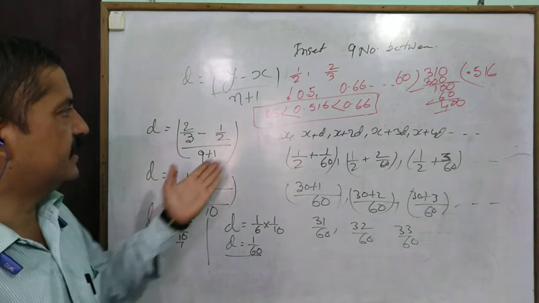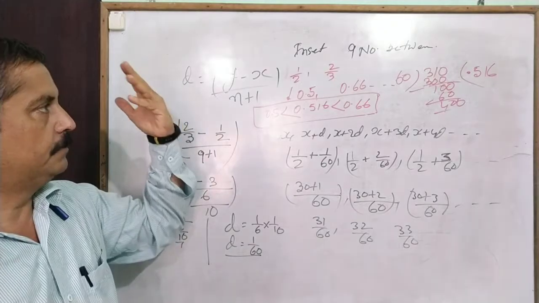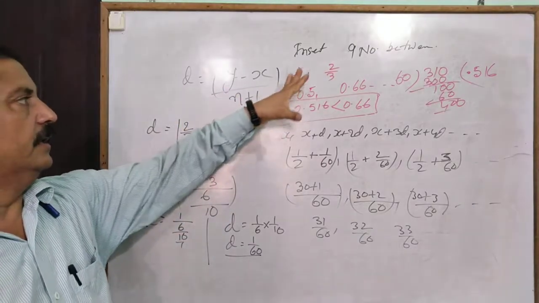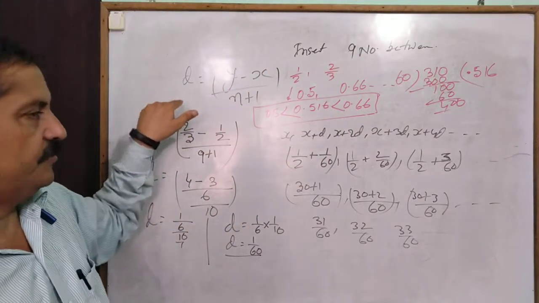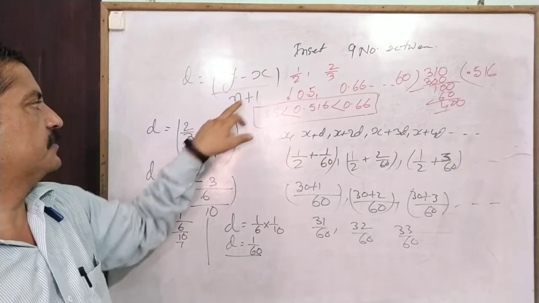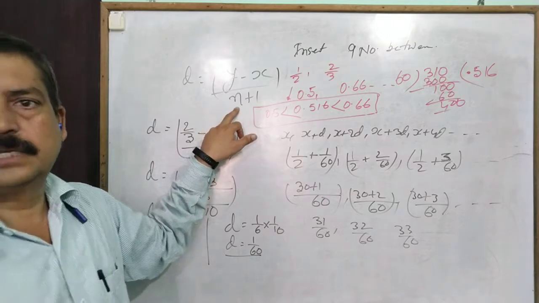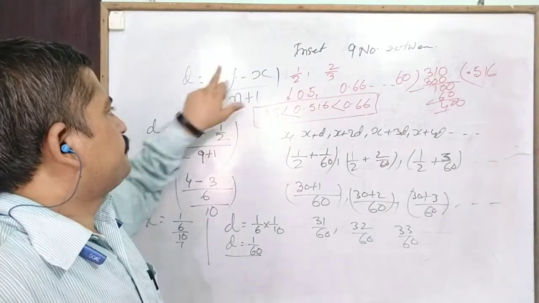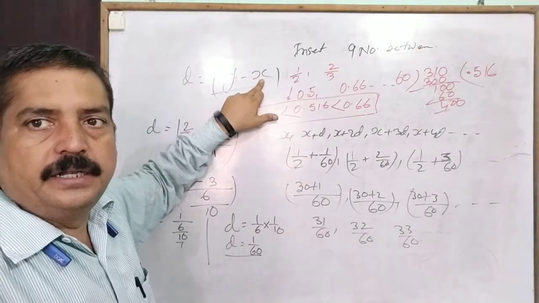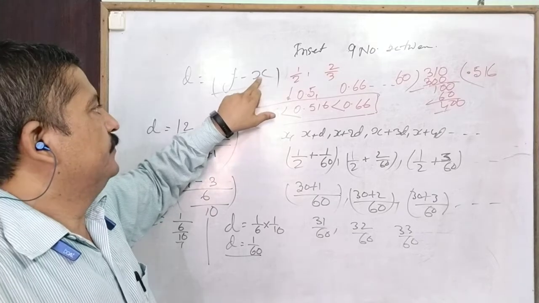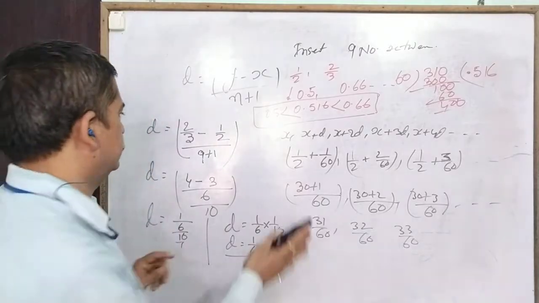You just check the fractions, decimals, whole numbers, or anything. All the questions based on inserting rational numbers between two numbers can also be solved by the formula d is equal to (y minus x) by (n plus 1), where n is the number of rational numbers inserted, and y is greater than x. That's the condition. If you cannot check it, you just put any.